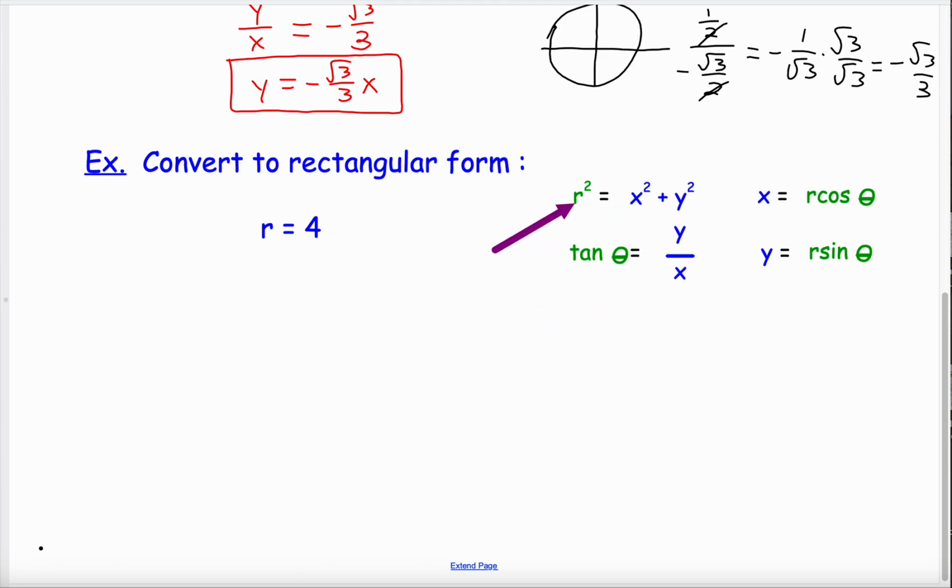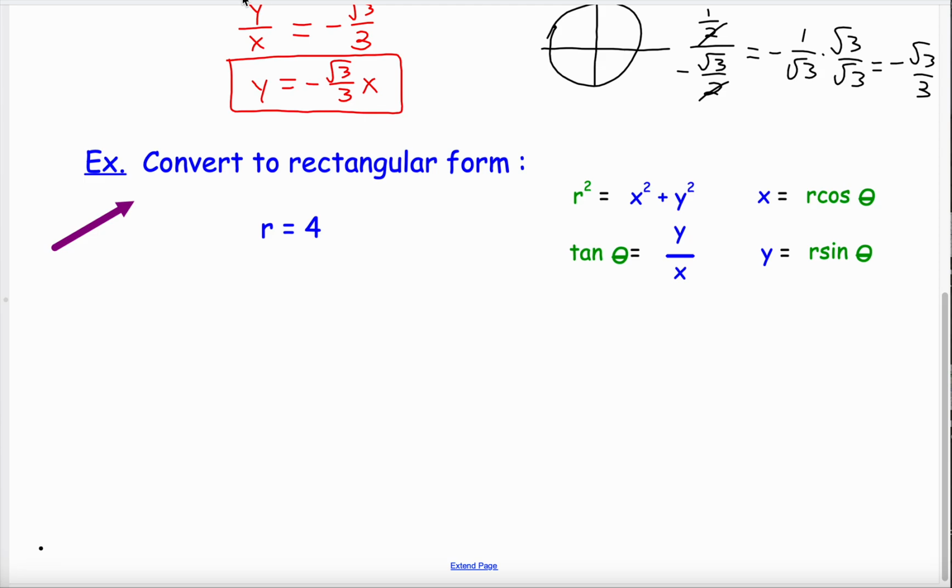If we had r squared, we could have replaced it with x squared plus y squared. Well, let's see, how could I get an r squared? I could multiply both sides by r. Yeah, that would work. Then I'd have r squared equals 4r. And then the r squared would be x squared plus y squared. Oh, but wait, now I have an r on the other side, and I'm still where I was at the beginning. So maybe that's not the best way to go.